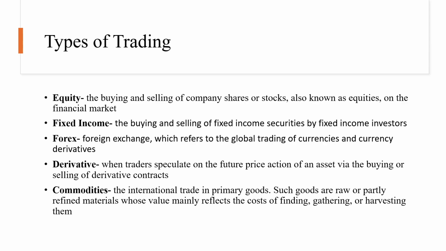Derivative trading is when traders speculate on future price action of an asset via the buying and selling of derivative contracts. And lastly, commodities trading is the international trade in primary goods, such as goods that are raw or partly refined materials whose value mainly reflects the cost of finding, gathering, or harvesting them. This makes sense because commodities like gold and oil are priced by how long it takes to find them, gather them, or harvest them.